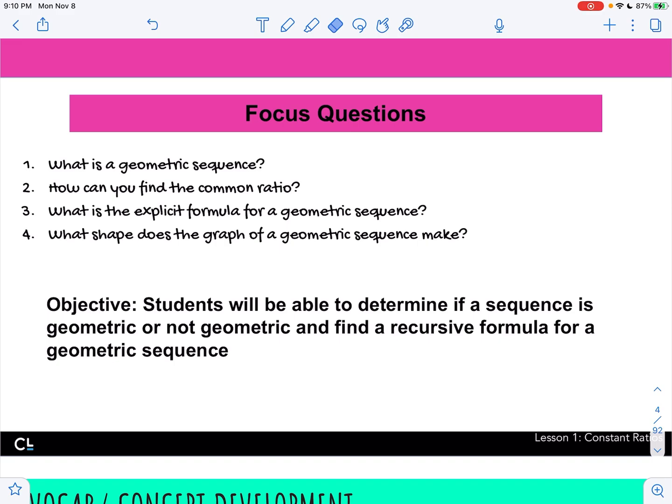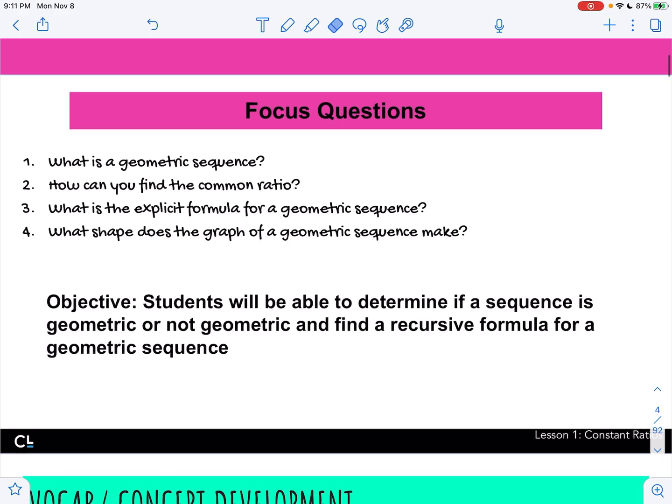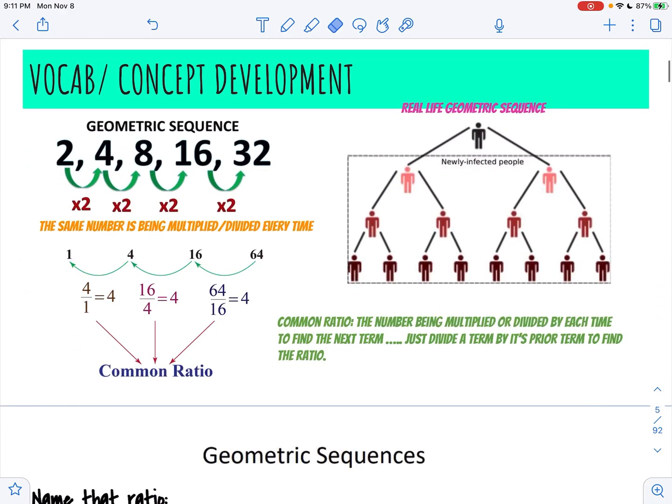By the end of the video, hopefully you'll be able to determine if a sequence is geometric or not, and find a recursive formula for a geometric sequence. That probably sounds like nonsense, but hopefully by the end of the video, it'll make sense. So here we go.